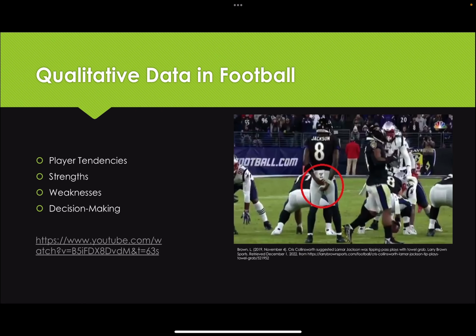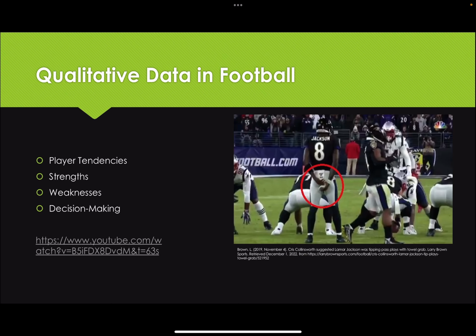Qualitative data in football is going to be player tendencies, their strengths, their weaknesses, and their decision making. As pictured, we have a quarterback from the Baltimore Ravens, Lamar Jackson. He's wiping his hands on his towel. He doesn't want the ball to slip out when he goes into the cocking phases, or when he's handing it off or running.